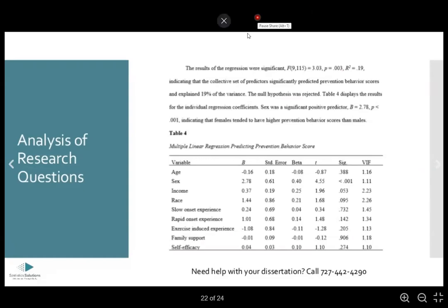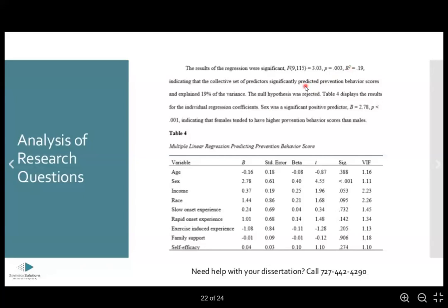All right, in this next example, we are presenting the findings of a regression. So this regression was to understand if these predictors, so age, sex, income, race, slow onset experience, rapid onset experience, exercise-induced experience, family support, and self-efficacy, were significant predictors of the behavior scores.